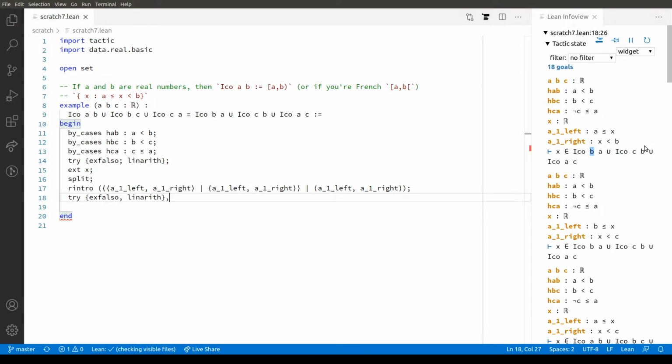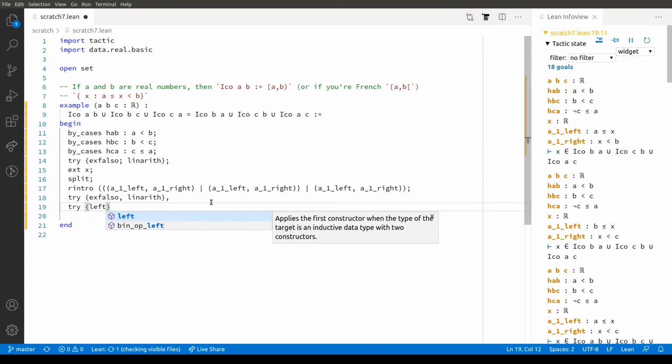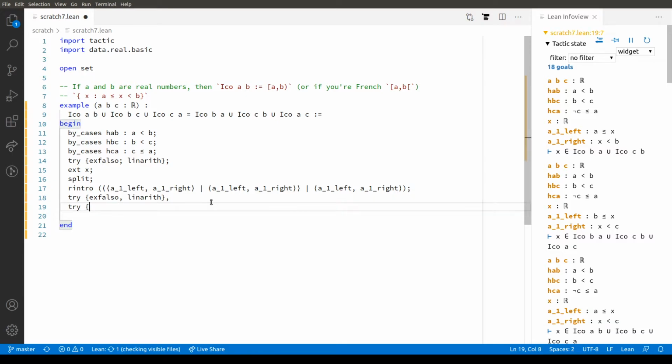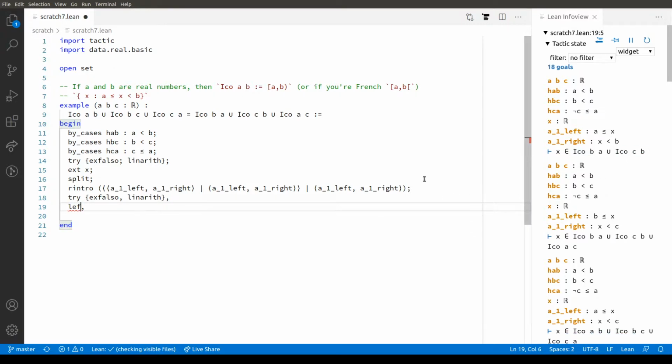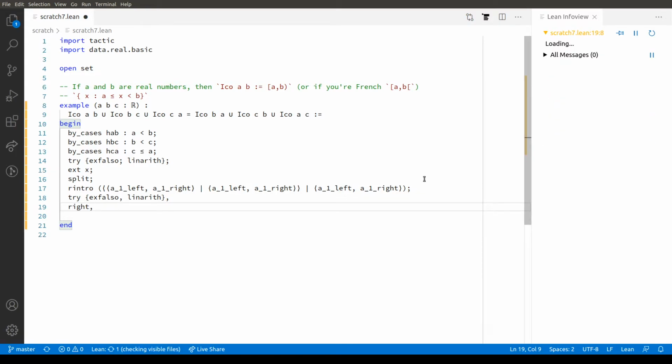And now you can see what the proof of this is going to be. The idea is that these inequalities are either going to prove that x is in this one, or x is in this one, or x is in this one, right? And so we can try left, linarith. Look, I'll show you. If I go left here, do you see the goal has changed? The goal used to be x is in this or x is in this. So actually, if I go right, maybe I've just got one.